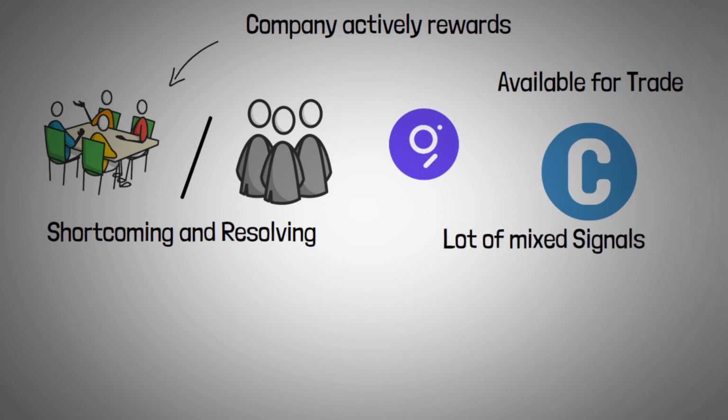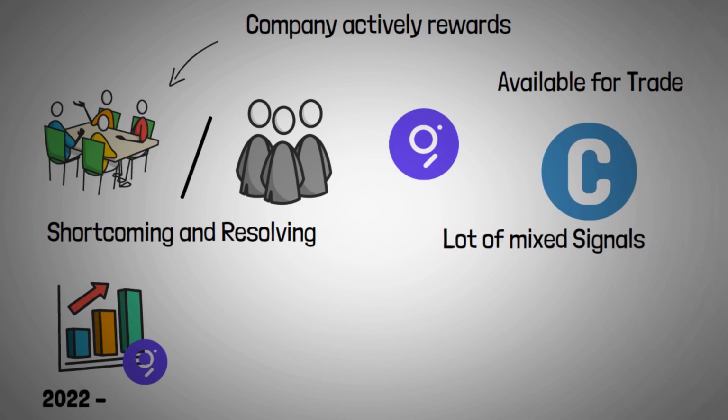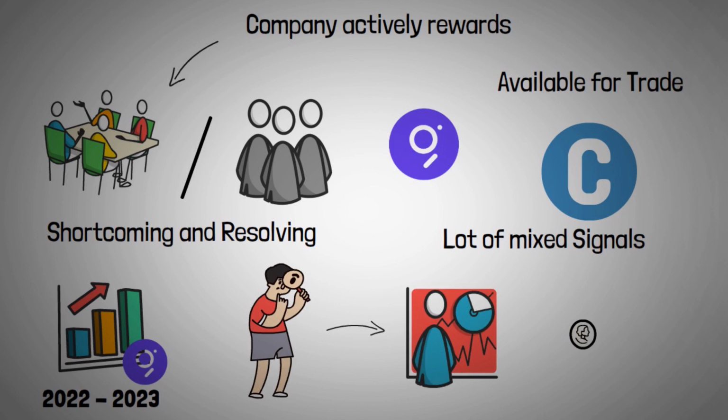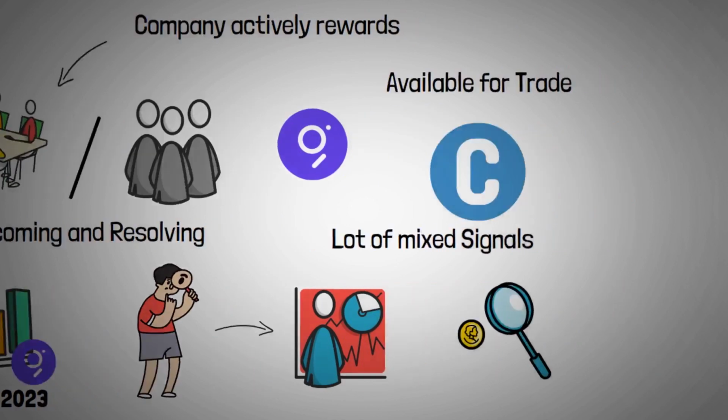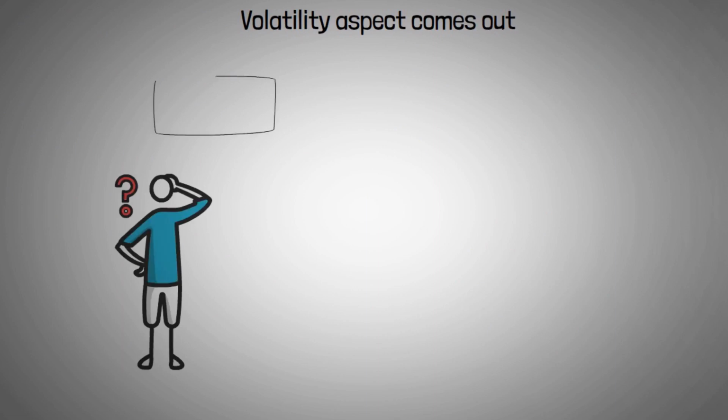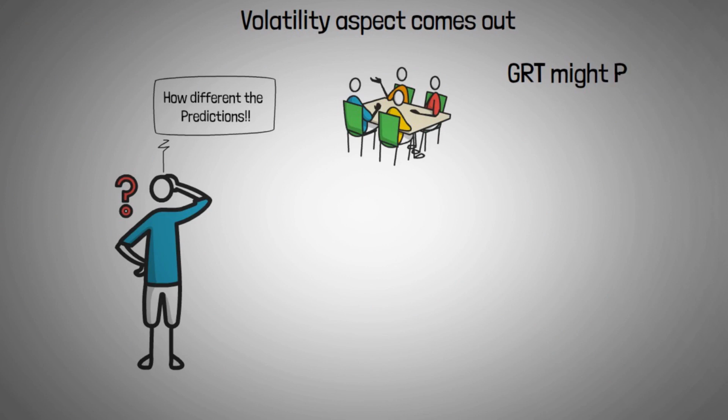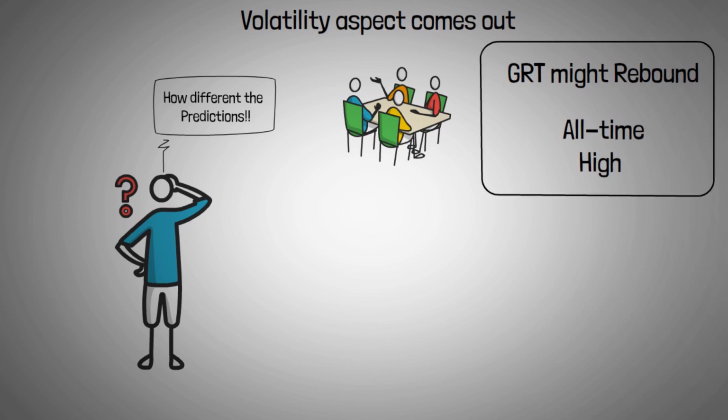There are a lot of mixed signals concerning the growth of GRT in 2022 and 2023. We have looked at what several price analysts have to say about the future of this coin in the next 2 years. As usual, the volatility aspect comes out very strongly, judging by how different the predictions are. Some experts believe that GRT might rebound in 2022-23 and hopefully trade above its all-time high at some point. Some believe that the coin might struggle during this period.